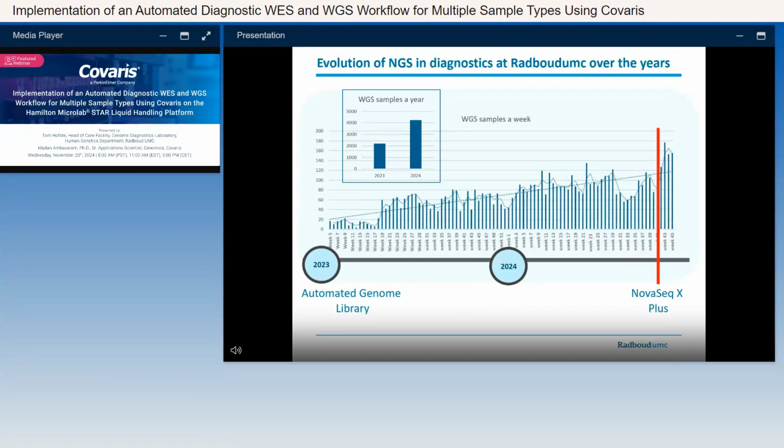Okay, this was the exomes. Now I want to move to the whole genomes, because we started in 2022 with the genomes, but in 2023 we started with the automated library prep. In this year we ran a little bit more than 2,000 genomes, and in 2024 we are around 5,000 genomes at the moment. You see an increase in this graph, and then the big red line, which is the implementation of the NovaSeq X Plus exactly one month ago.